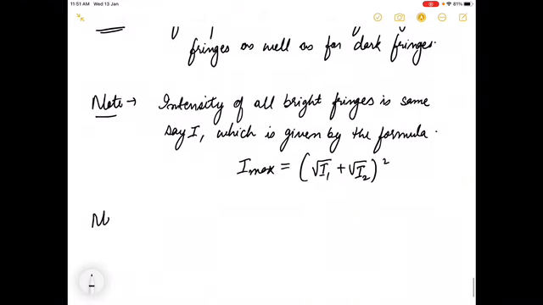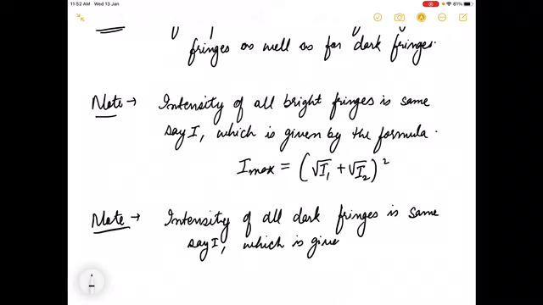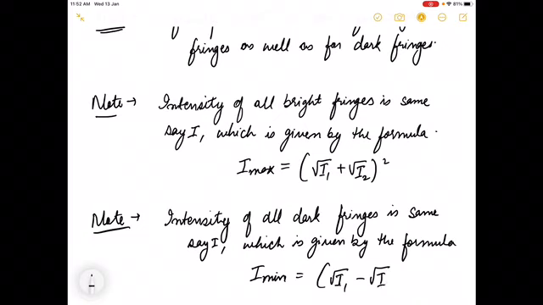Very similarly, you can also say, note, the intensity of all dark fringes is the same. Again, say I, which is given by the formula. The formula is the same formula that we studied in the interference, that is I minimum is equal to root of I1 minus root of I2 whole square. I hope you understood, right?